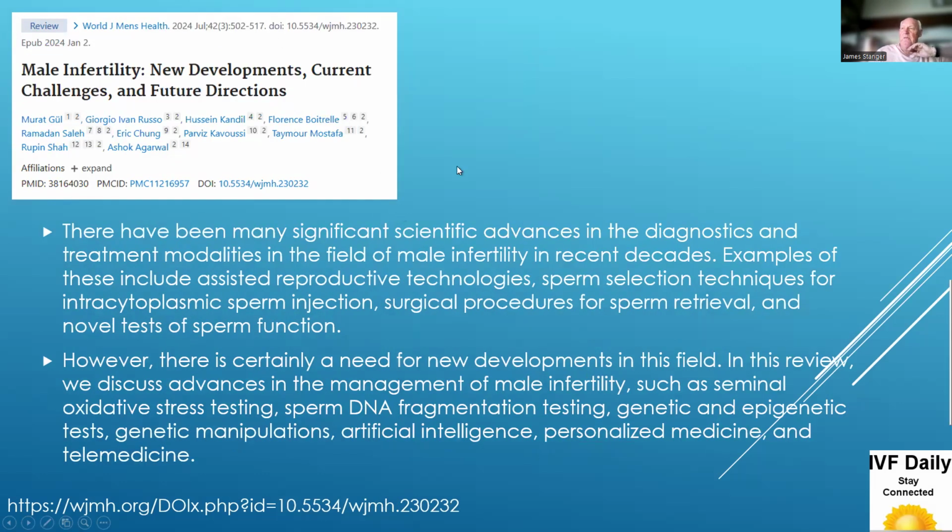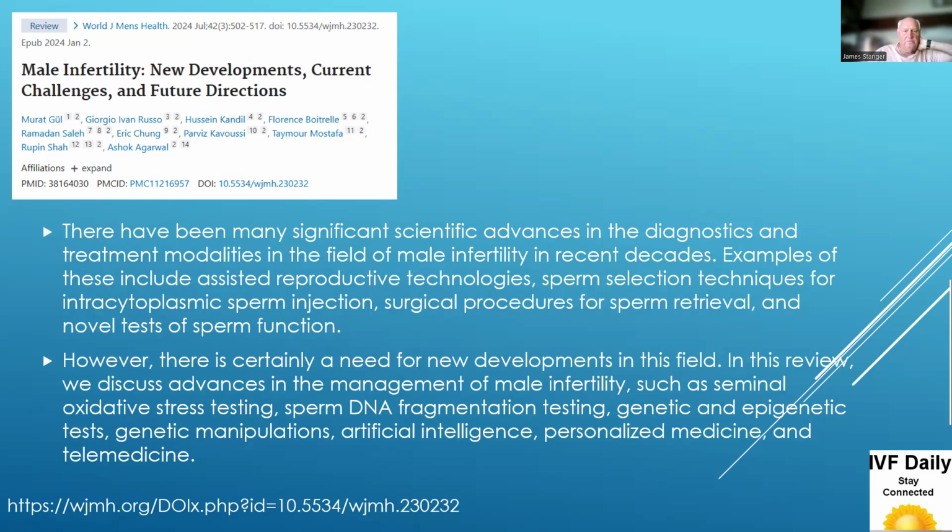And then we're moving here from IVF into male infertility, where these authors in 2024 were saying there have been many significant scientific advances in the diagnostic and treatment modalities in the field of male infertility in recent decades. Examples of these include assisted reproductive technology, sperm selection techniques for ICSI, surgical procedures for sperm retrieval, and novel tests for sperm function. However, there is certainly a need for new developments in this field.